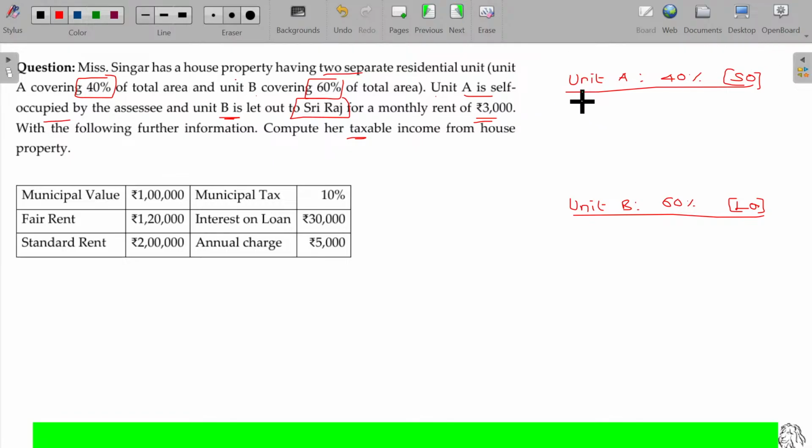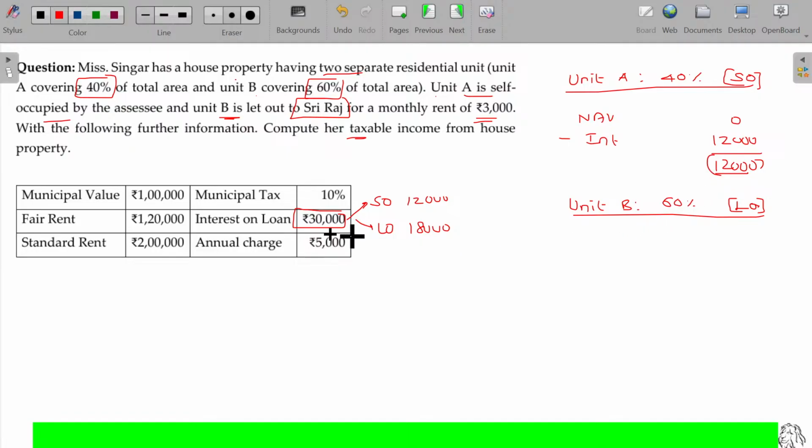In case of Unit A, as it is self-occupied, NAV is equal to 0. From there, you can subtract only the interest. Interest on loan being 30,000 rupees, for that self-occupied portion as well as let out, classification will be done. 40%, 12,000 is for the self-occupancy, 18,000 for the let out. So 12,000 can be subtracted from 0, so you'll get 12,000 negative in case of the self-occupied portion.